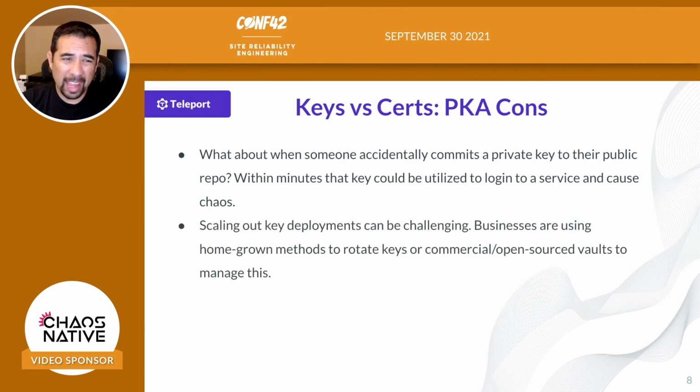The other big thing, right? Scaling out deployments can be a wee bit challenging, right? Businesses are using homegrown methods to rotate keys, or maybe commercial open source vaults to manage this. I talk to a lot of customers on a weekly basis who have grown, and it was fine when they were small, but now they're hiring, as a lot of sectors are hiring a lot, and they're rapidly scaling out their virtual infrastructure. And on top of that, they're having issues like, what do we do now, right? How do we manage this? Maybe we had a cron job or a bash script or an Ansible playbook, and then it gets really complicated.